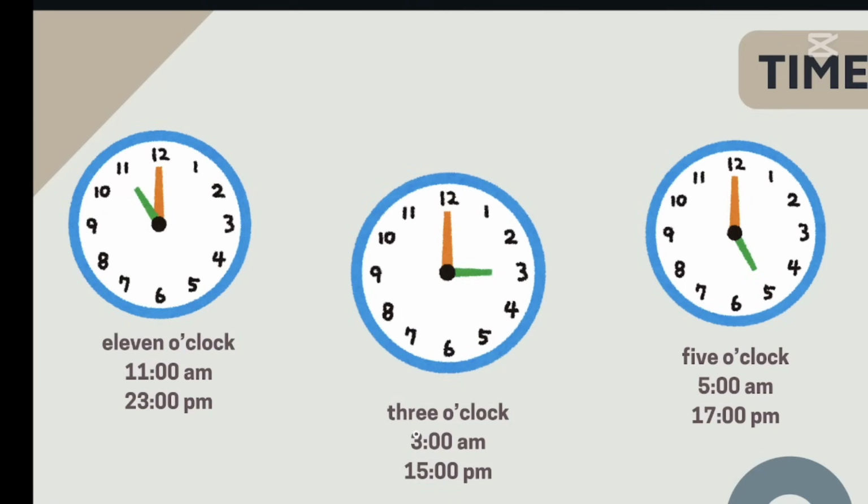Here, the other clock shows us it's 5 o'clock. So here is the words. Words of 5 o'clock. So we put it in a 5:00 a.m. and then 17. So 17 stands for 5 o'clock. So 17:00 p.m.